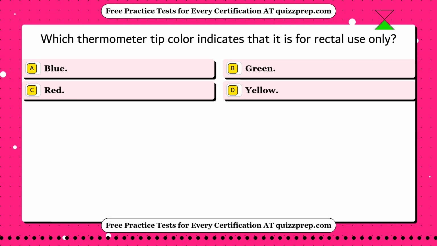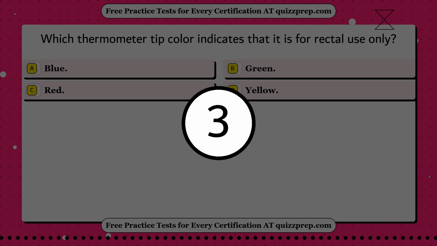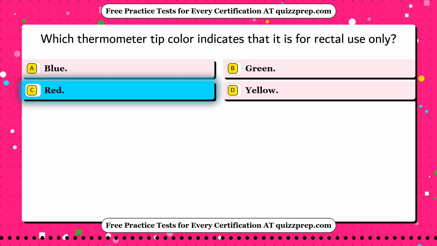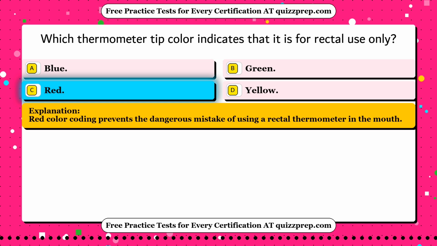Question 66. Which thermometer tip color indicates that it is for rectal use only? Option A blue. Option B green. Option C red. Option D yellow. The correct answer is option C, red. Red color coding prevents the dangerous mistake of using a rectal thermometer in the mouth.